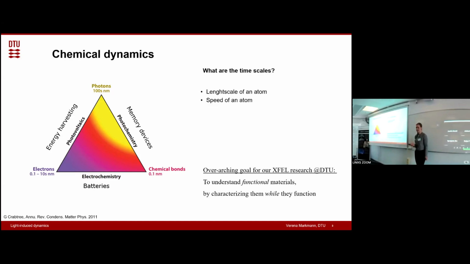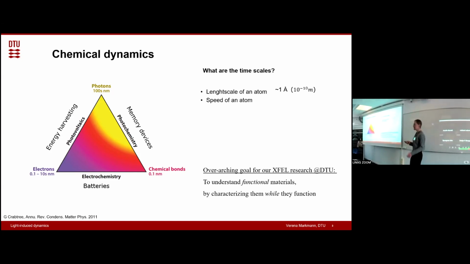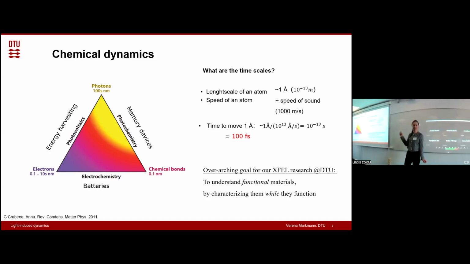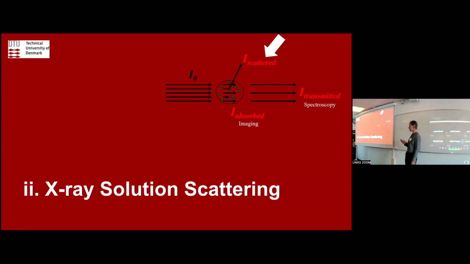And if we think about the timescales that are necessary here, we can think about the size of an atom, let's say about an angstrom, and about the speed of an atom, which we can approximate with like a kilometer per second maybe. And then when we think about an object that is the size of an angstrom, how long does it take for this object to move on the scale of an angstrom? Then we get to time scales of about 100 femtoseconds. So this is the kind of time we need to look at if we want to learn something about the chemical dynamics in materials for energy harvesting or memory devices.